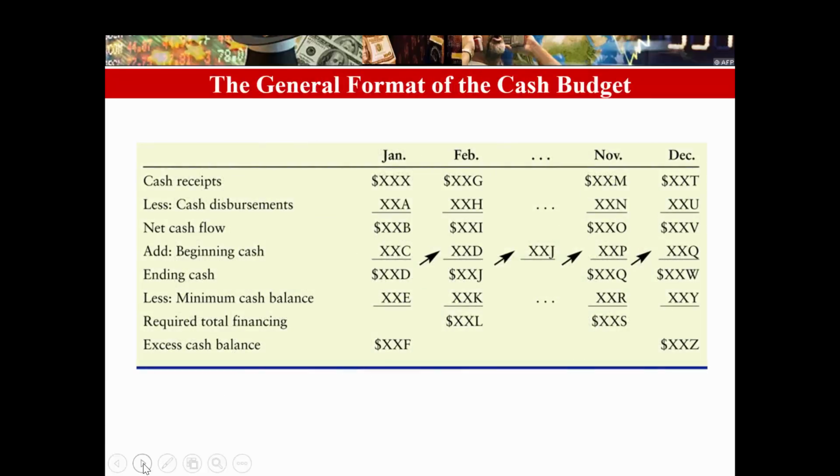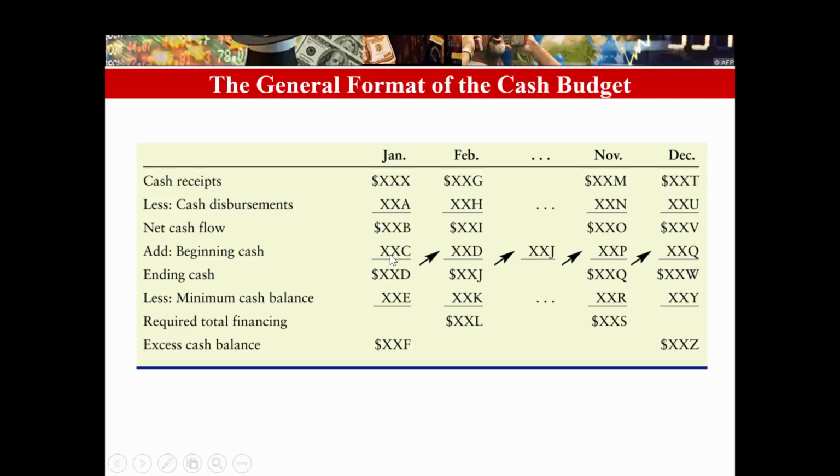This is a general format for cash budgets. This is obviously not the only way that a cash budget can be constructed, but this is a very standard format. As you see in here, on the top we do have cash receipts. Right at the bottom, or below, we have cash disbursements. So receipts minus disbursements will give us the net cash flow for a given month, day, or week.